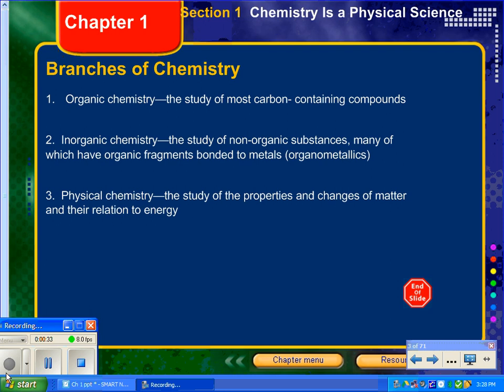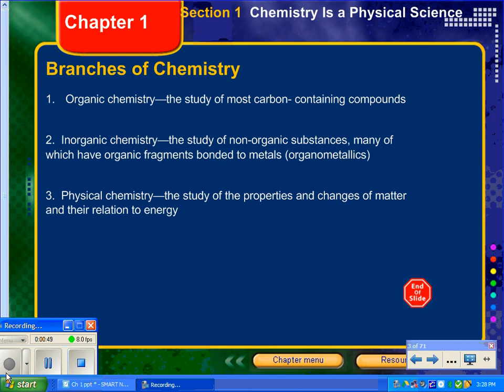Inorganic chemistry, the study of non-organic compounds. So this is everything else on the periodic table. Most inorganic chemists pick a specialty area. So maybe they pick sulfur, and so they spend most of their research time studying things that are based off of sulfur.